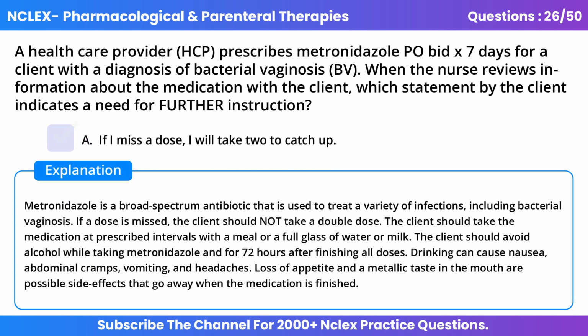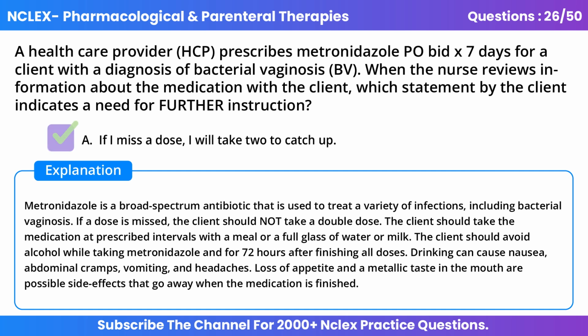Metronidazole is a broad-spectrum antibiotic that is used to treat a variety of infections, including bacterial vaginosis. If a dose is missed, the client should not take a double dose. The client should take the medication at prescribed intervals with a meal or a full glass of water or milk. The client should avoid alcohol while taking metronidazole and for 72 hours after finishing all doses.